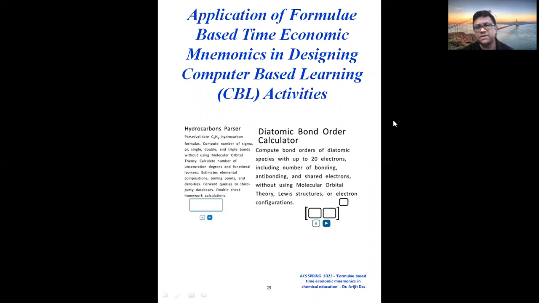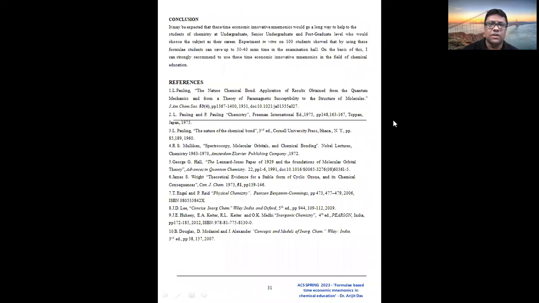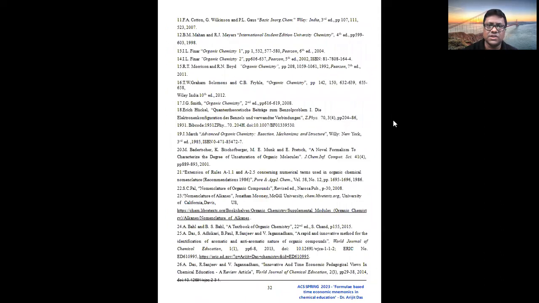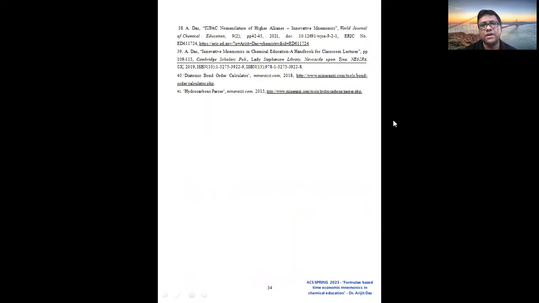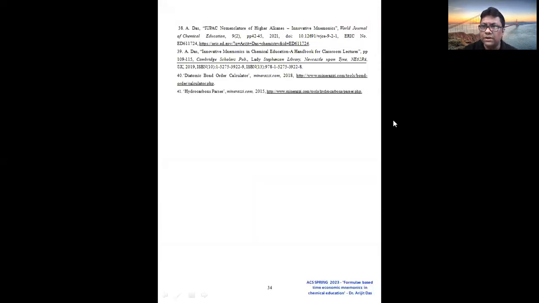By using the hydrocarbon parser tool, we can easily predict the chemical bonds within a given hydrocarbon unit, and from the diatomic bond order calculator tool we can easily calculate the bond order values of diatomic species having 1 to 20 electrons. And these are some references. Thanks to all of you for giving me the opportunity to share my views, and I think these mnemonics will be very helpful in classroom lectures to remove phobia from students.